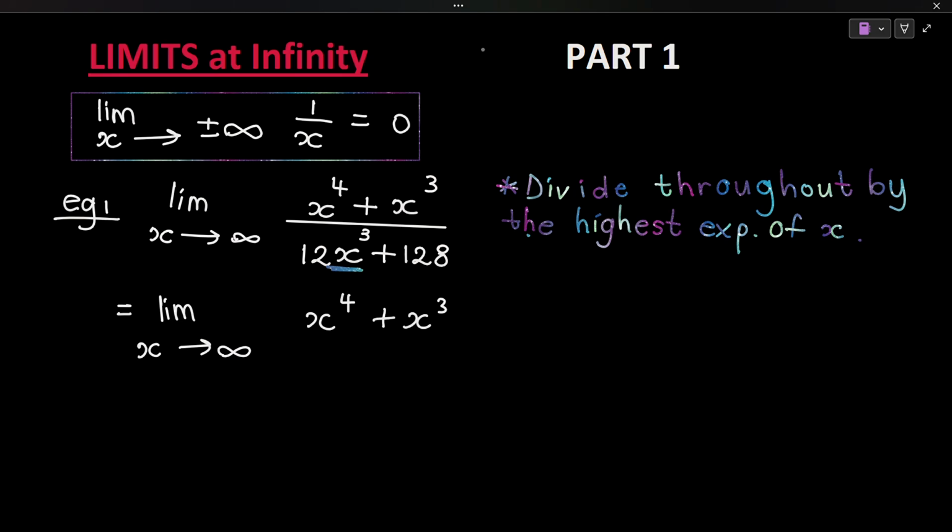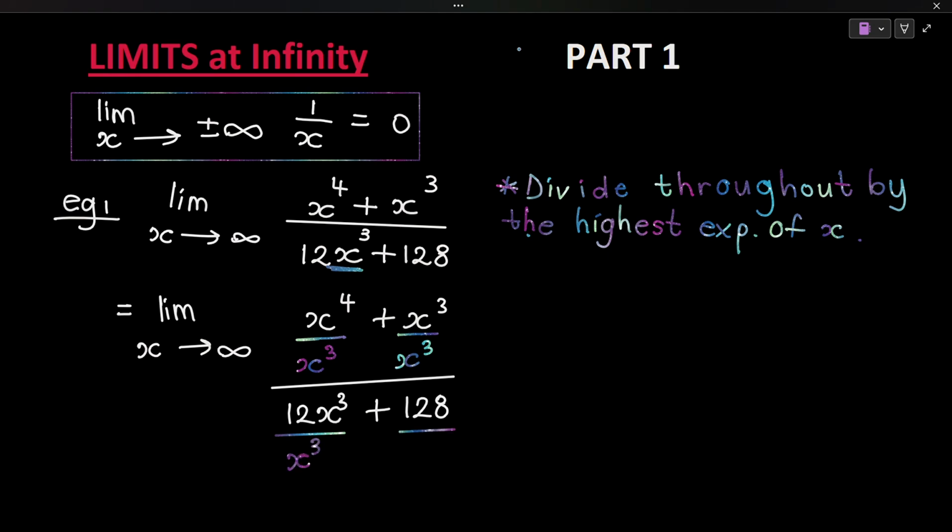So in our numerator, both x to the power 4 as well as x cubed will be divided by x cubed. In the denominator as well, both terms will be divided by x cubed. So that is our first step. Once we identify the term with the highest exponent of x from the denominator, we divide throughout by that term.